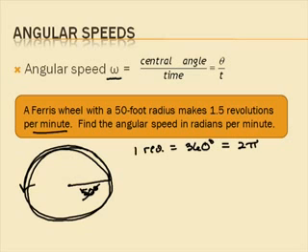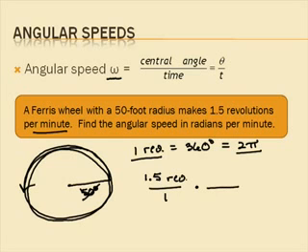Hopefully you said 2 pi. So that means then that 1 revolution must also equal 2 pi. So I want to convert 1.5 revolutions to radians.